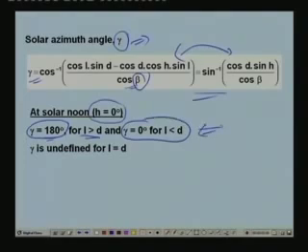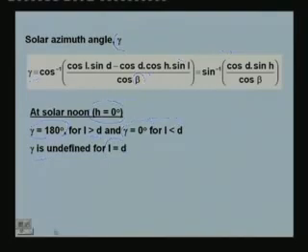Only for solar noon you have to keep this information, and gamma is not defined for L equal to D at solar noon from this equation.